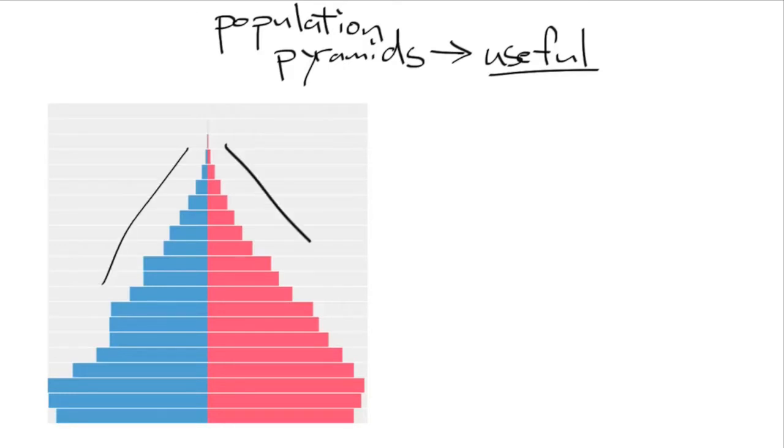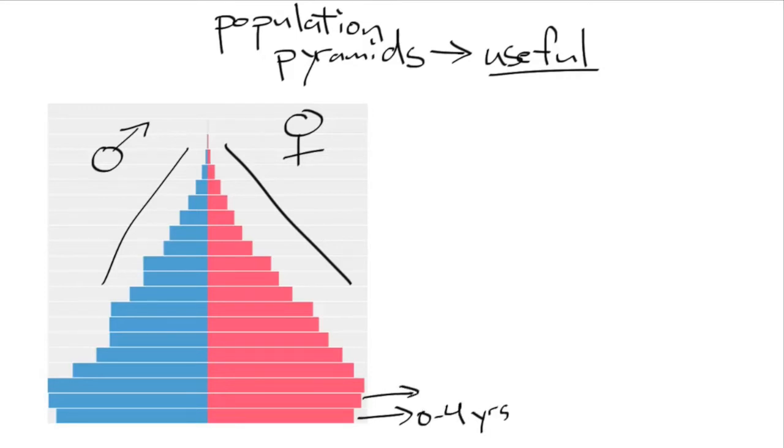Now, this is shaped like a pyramid, hence the name population pyramid. On the right side in the pink, we have the number and the percentages of females in the population. On the left side, we have the percentages of males in the population. Each one of these horizontal bars represents the percentage of the population in a 5-year age group. The bottom bar represents kids between 0 and 4. The next bar up represents the percentages of kids between 5 and 9. The next bar up represents the percentages of kids between 10 and 14, and so on up the pyramid.